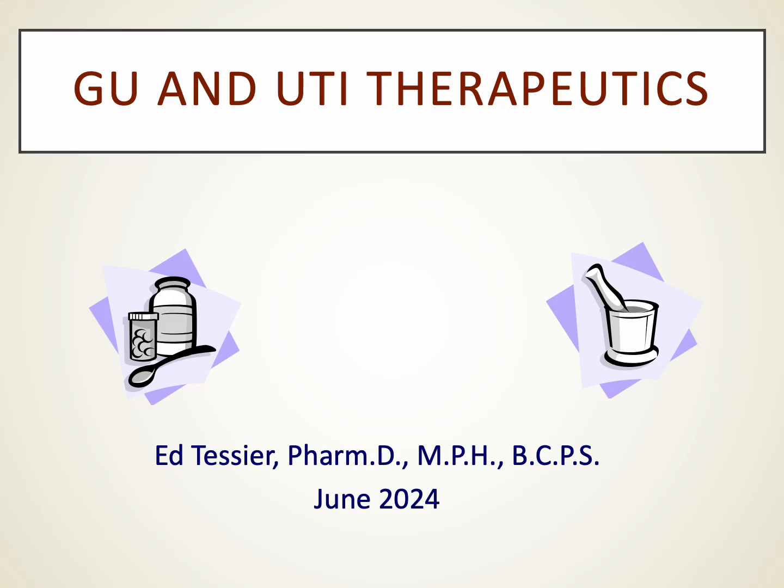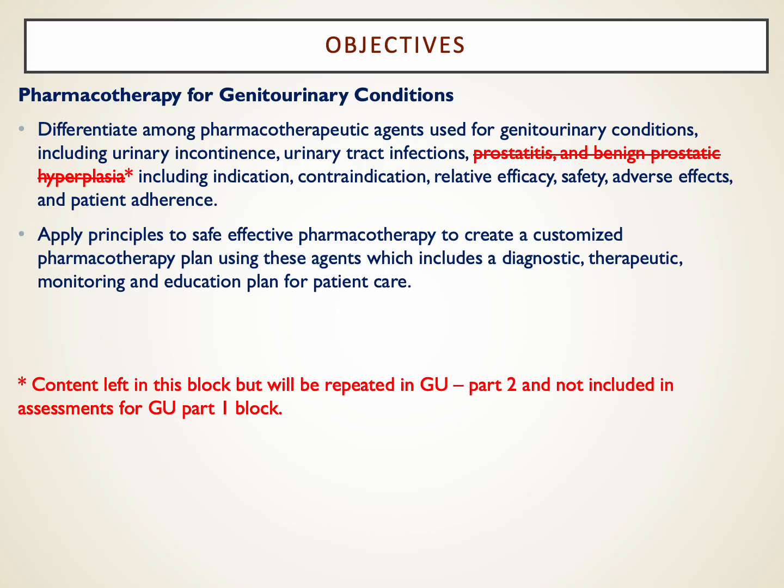Welcome back to Therapeutics. In this block, we're going to discuss genitourinary conditions. We'll differentiate some of the agents we use for urinary incontinence. We'll also briefly review urinary tract infections and other infections in the GU system, although we will talk about sexually transmitted infections later in the year in another component in men's and women's health.